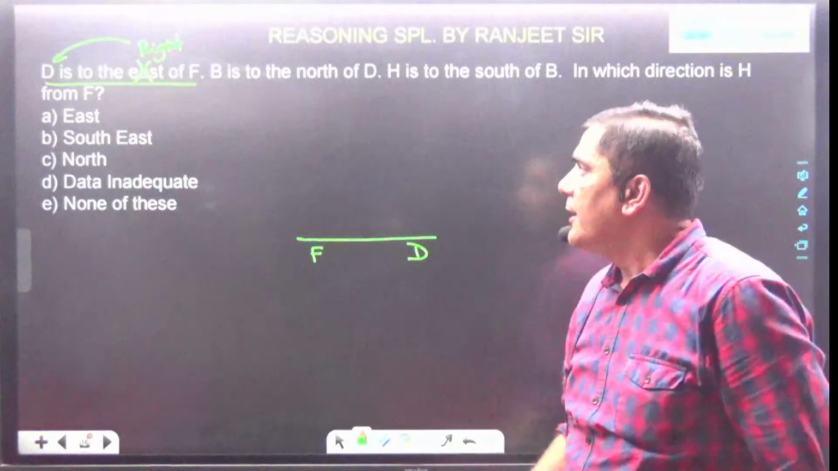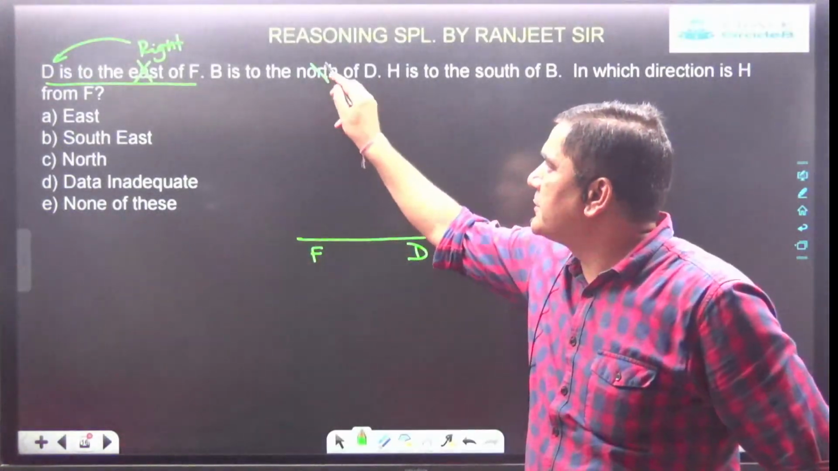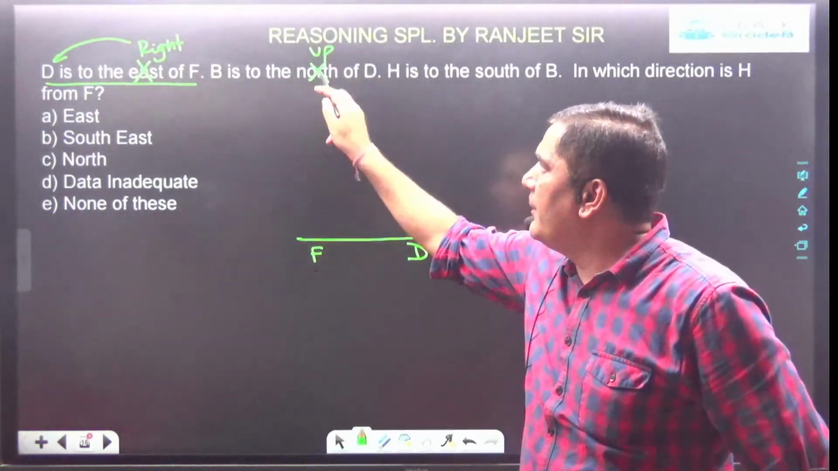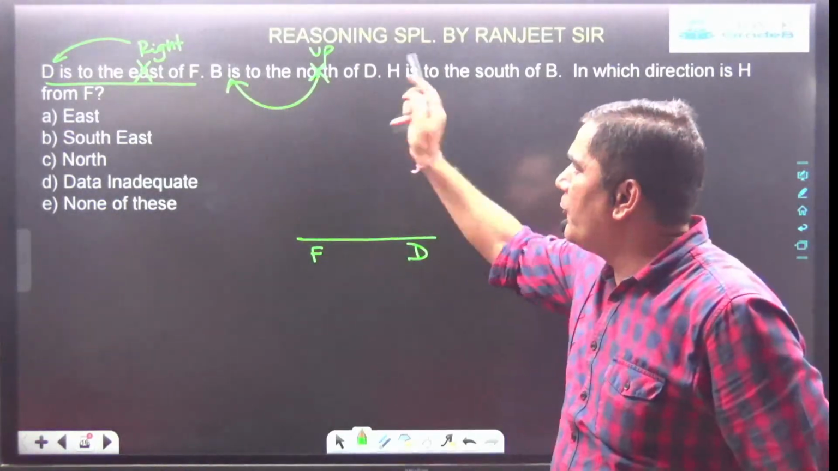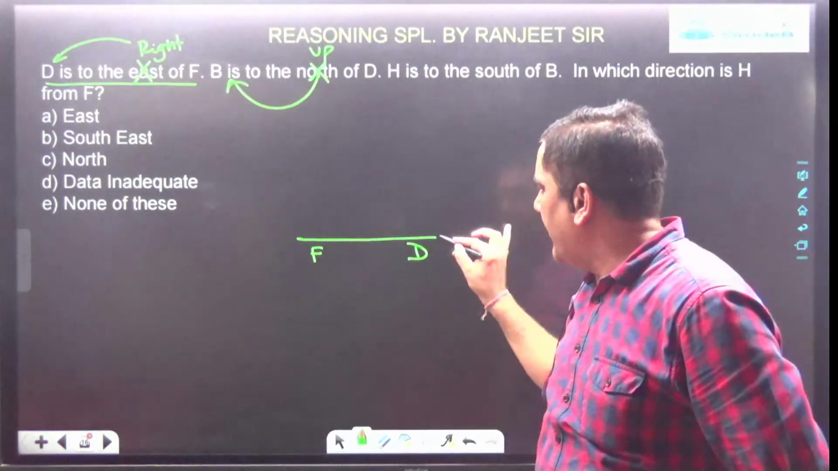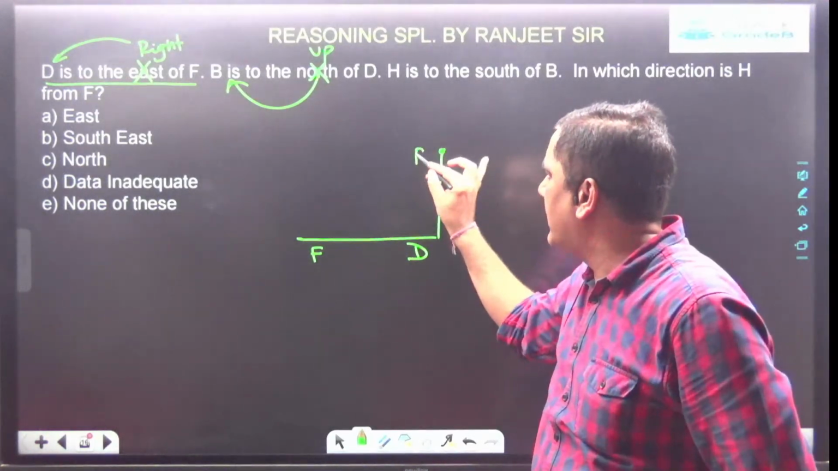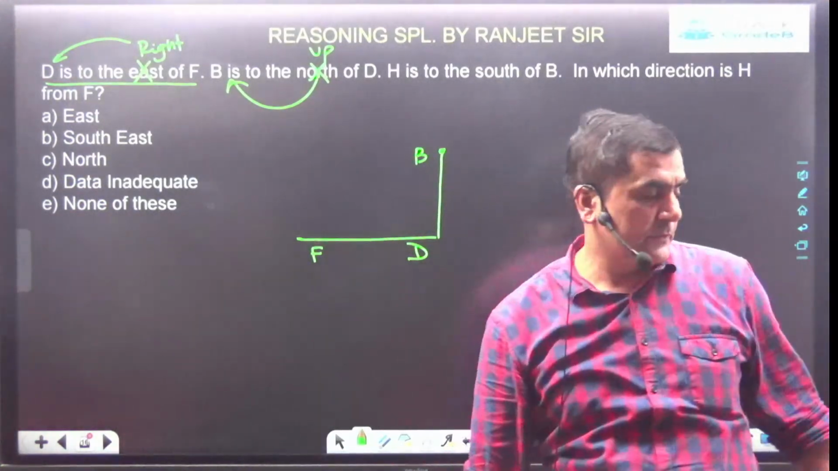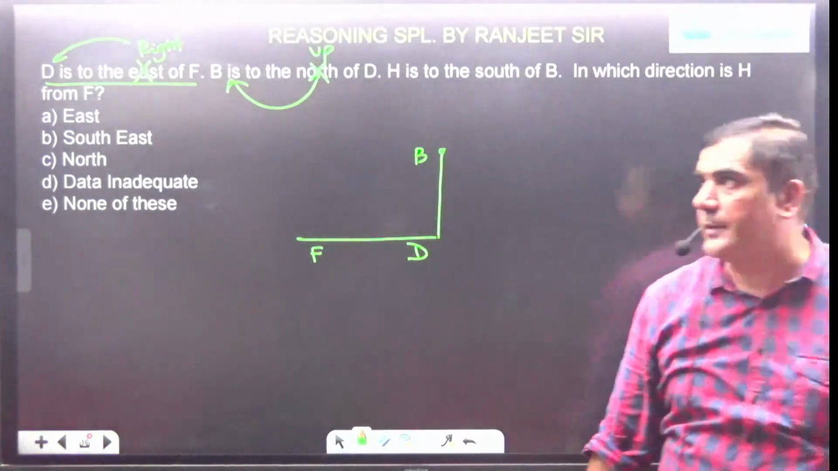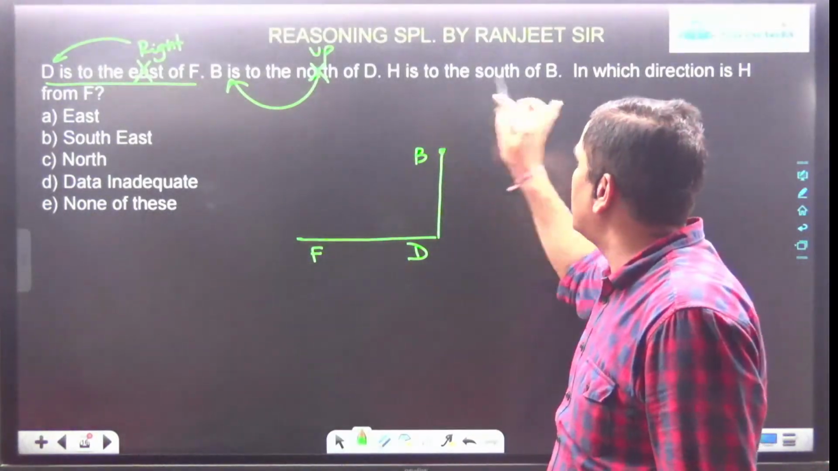Next one. B is to the north. North means what? Up. So who will be on the up? B. Up of what? D. So D up will be B. I can take anywhere, no problem at all. Clear? Next one. They are saying H is to the south of B.